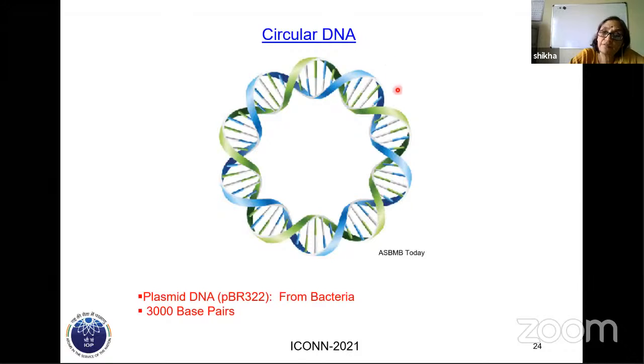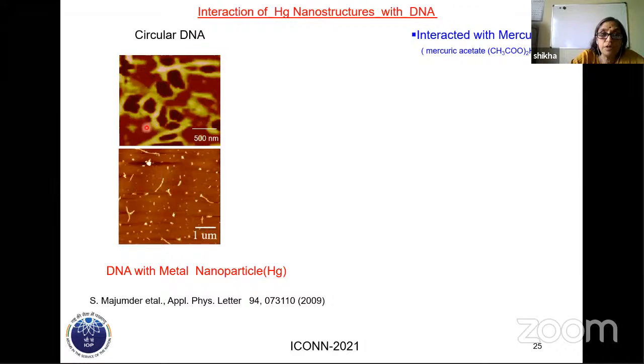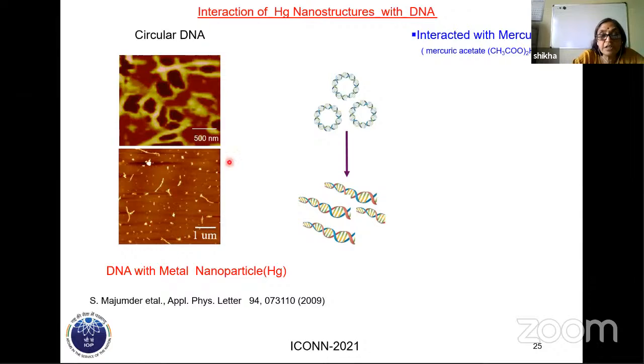So this is a kind of circular DNA that we have used, and this has 3000 base pairs. It is also called plasmid. This is the kind of DNA we have used. And if you see in atomic force microscopy, this DNA looks like a circular DNA. But once we interact it with mercury salt, it becomes linear. So this is the interesting part, that the circular DNA becomes a linear chain-like particle after interaction with mercury.